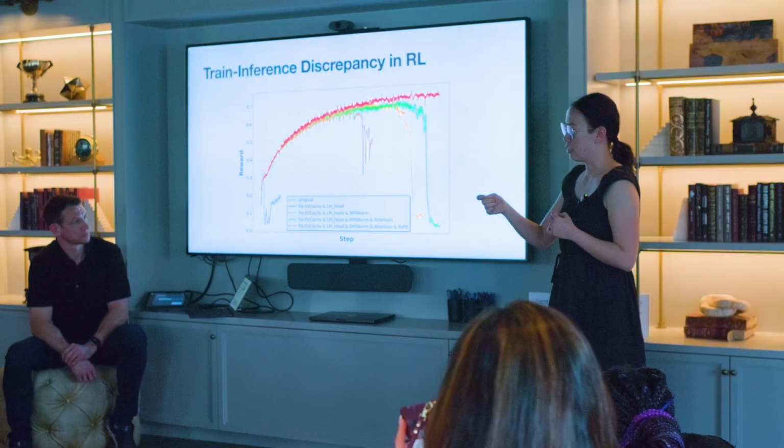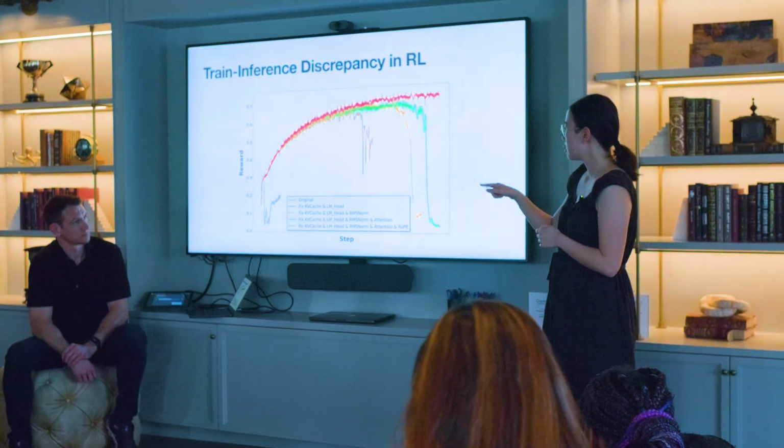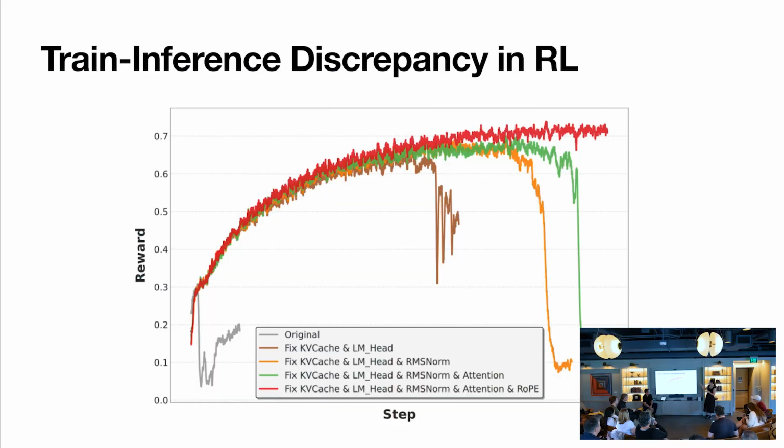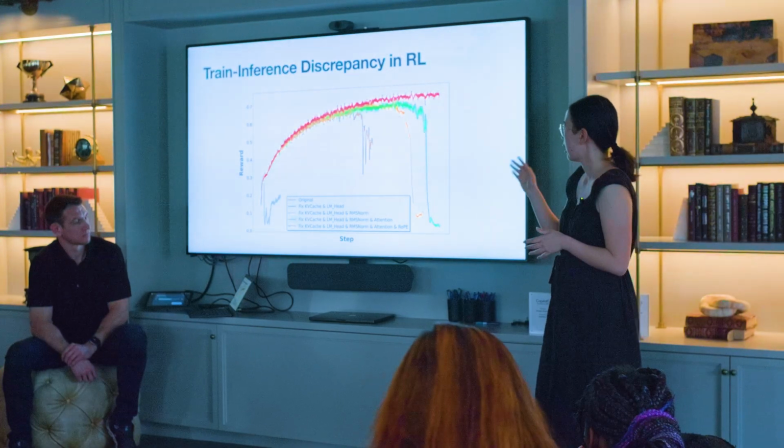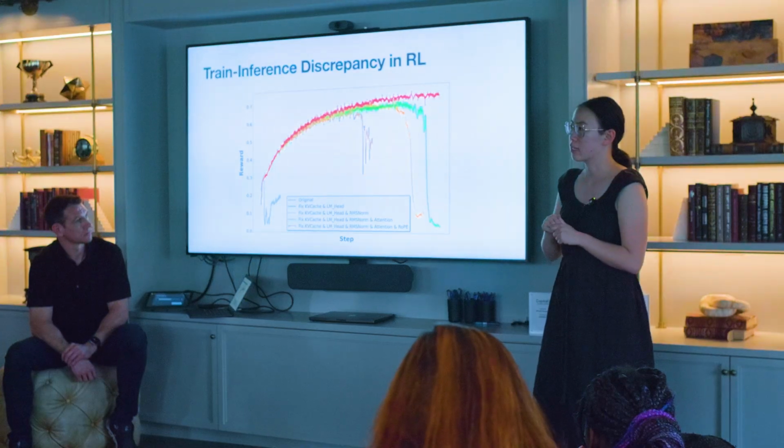First they fixed the KV cache. There's some precision mismatch, and just by fixing that, you get the brown curve. Just by fixing that, your algorithm started working. Then they fixed normalization, attention, and rope. You just see that the more they fix them one by one, the better the algorithm works. And at the end, you get the red curve, which is pretty stable RL training.